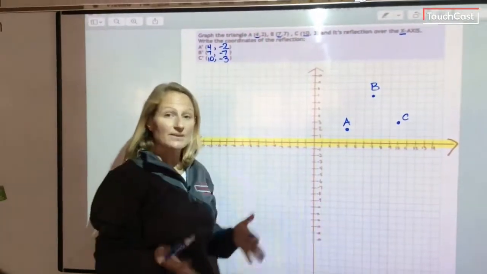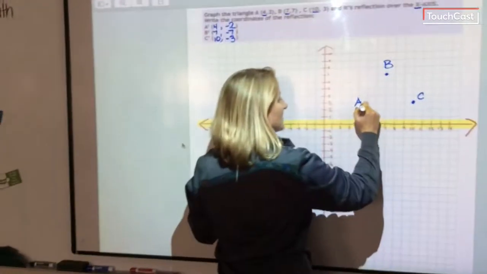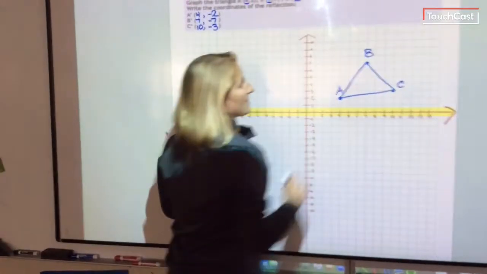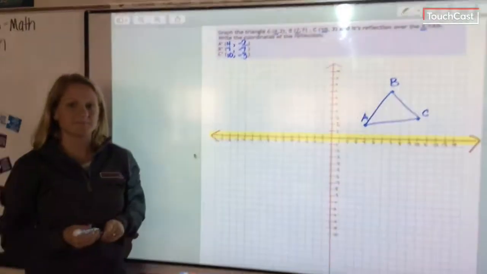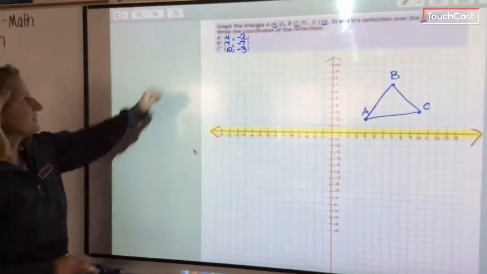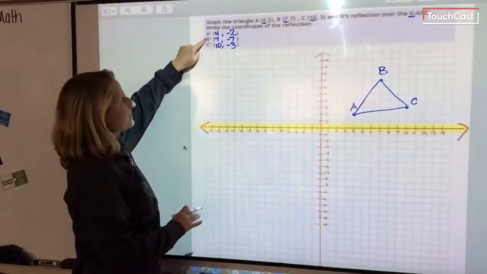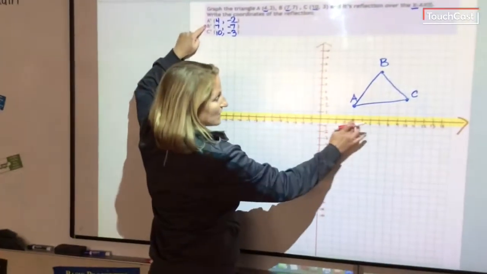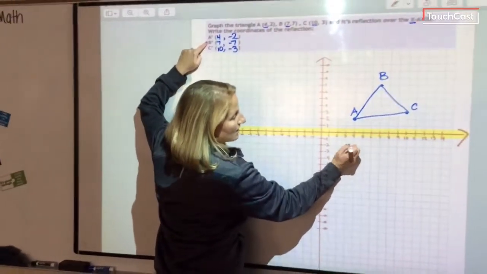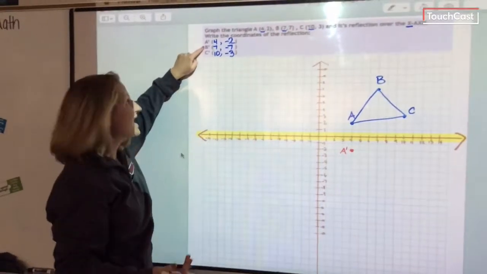Okay, again, use your shape tool in GoodNotes to make nice straight lines. There is our original figure. Now I'm going to graph the reflection. I'll use a different color. So we know A prime now is going to be at 4, negative 2. So I go to the right 4, down 2. I'm going to draw my circle and label it A prime.